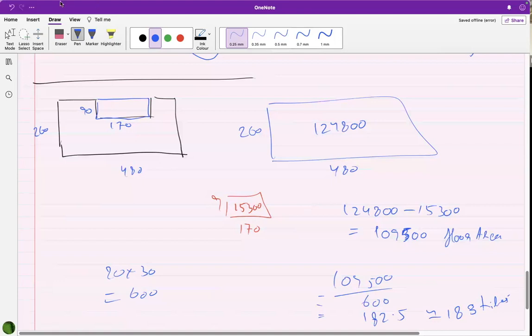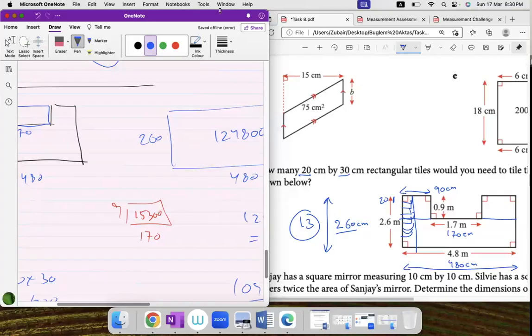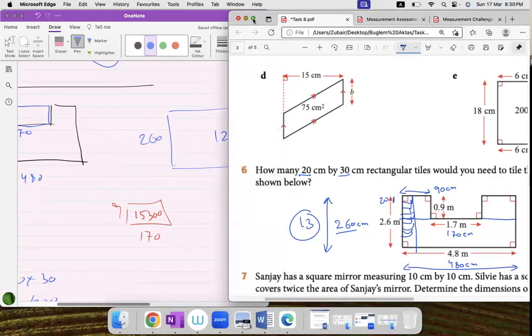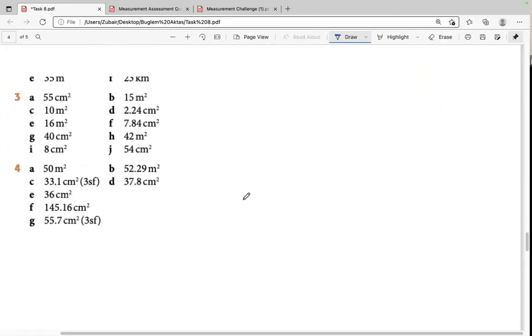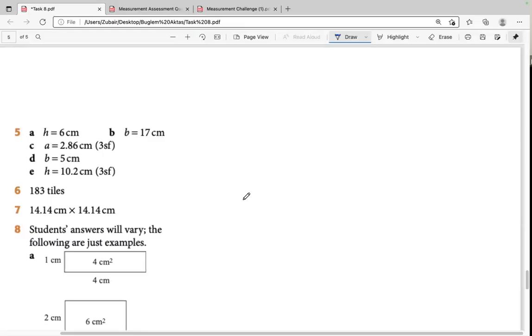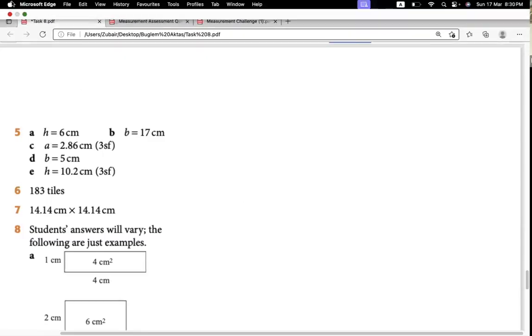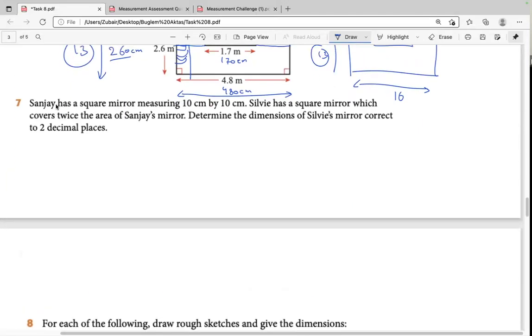Would this one be more accurate? Yes, because it is giving us fewer cross sections. 183, yes, the second one. So total area divided by area of the tiles.